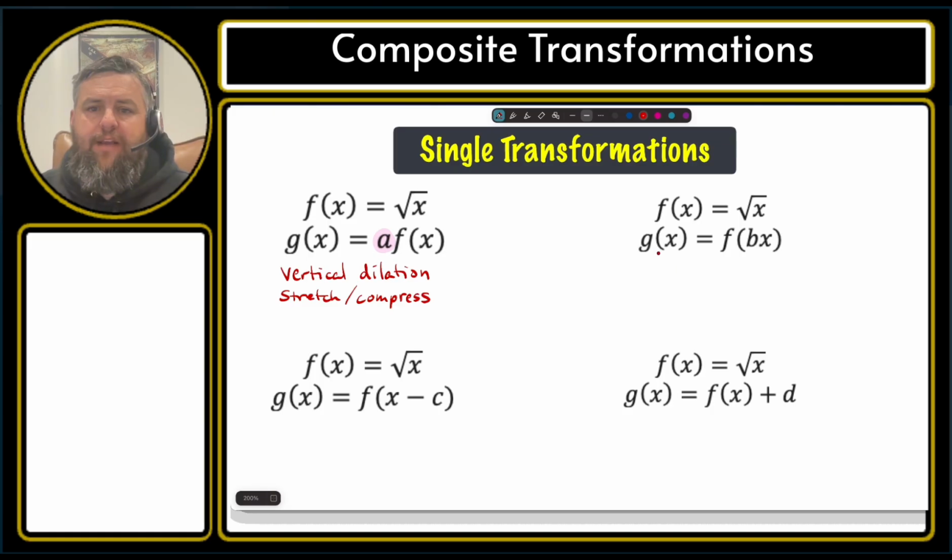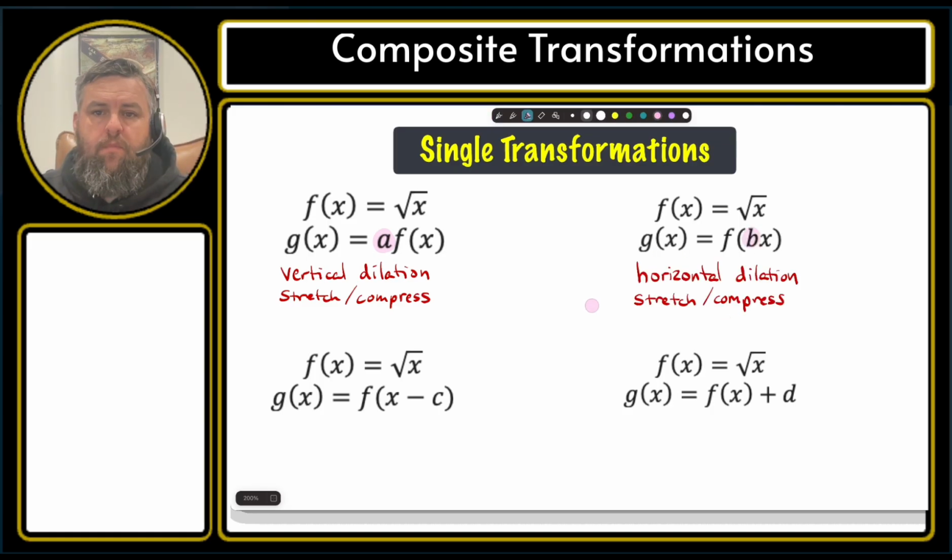In the next one, we have g of x equals f of b times x. This is a horizontal dilation or stretch compress. We are looking specifically at the b value.